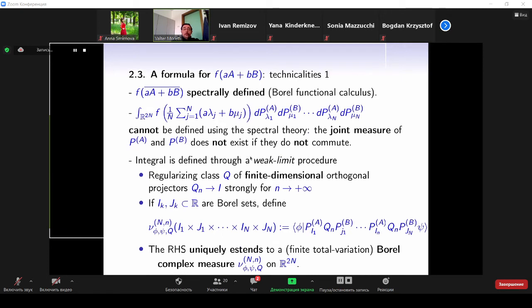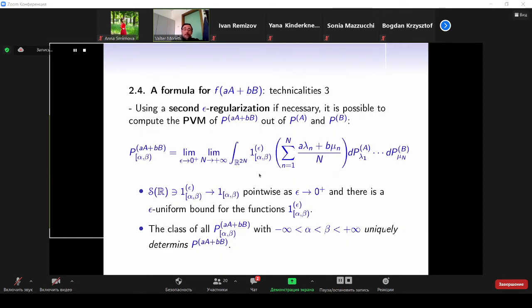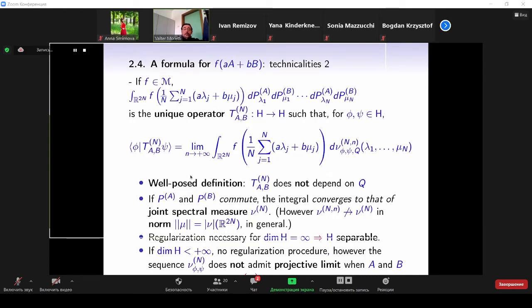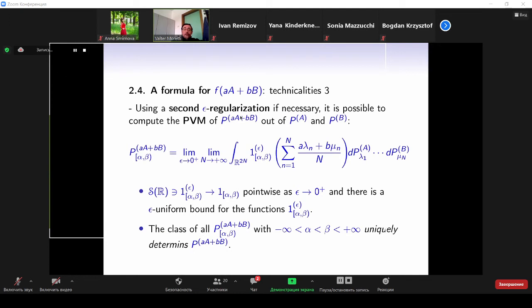Okay, the formula permits in particular to construct the spectral measure of the family of elementary propositions associated to this operator, which was the main problem considered at the beginning of my talk. And it takes this formula.